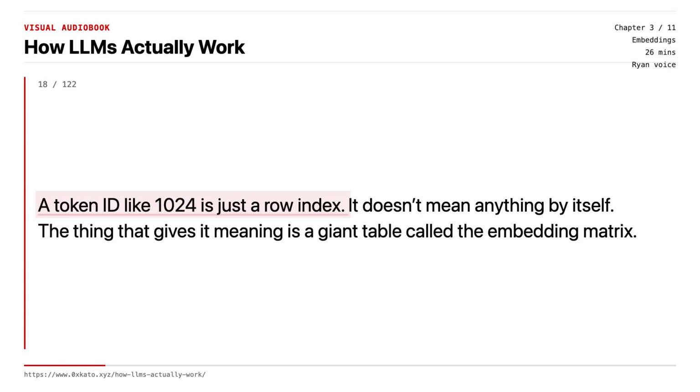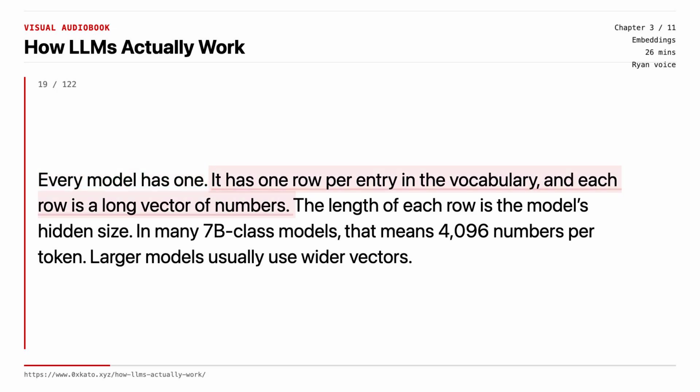Embeddings. A token ID like 2,024 is just a row index. It doesn't mean anything by itself. The thing that gives it meaning is a giant table called the embedding matrix. Every model has one. It has one row per entry in the vocabulary, and each row is a long vector of numbers. The length of each row is the model's hidden size. In many 7B-class models, that means 4,096 numbers per token. Larger models usually use wider vectors.